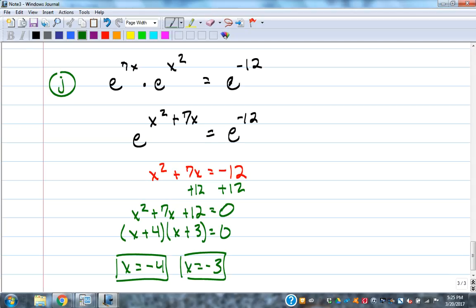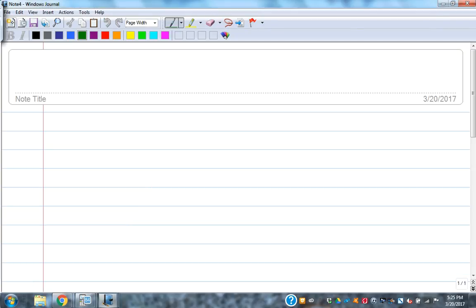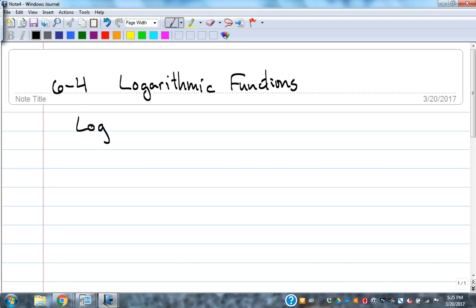All right, last section of the night. 6-4. Logarithmic. Logarithms are just exponents.